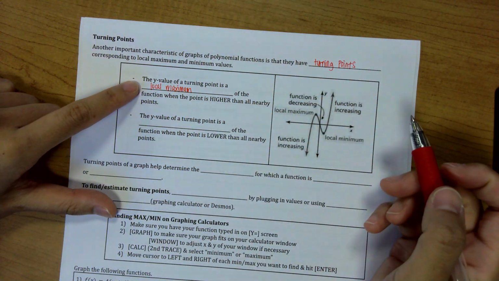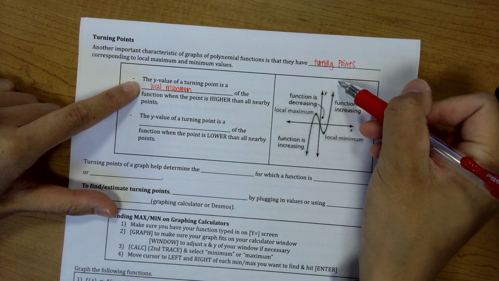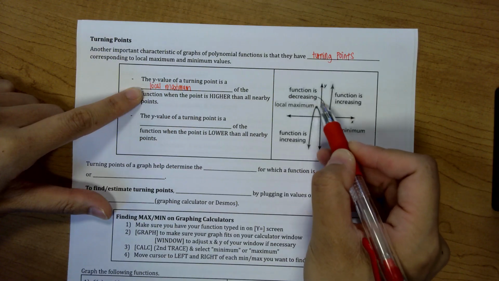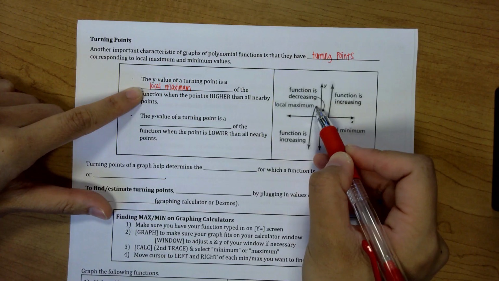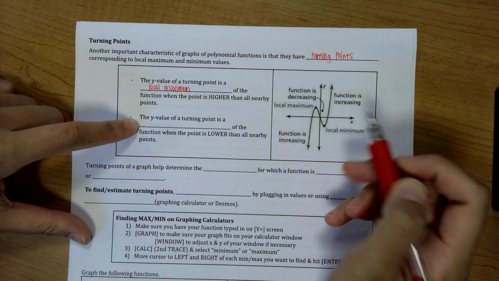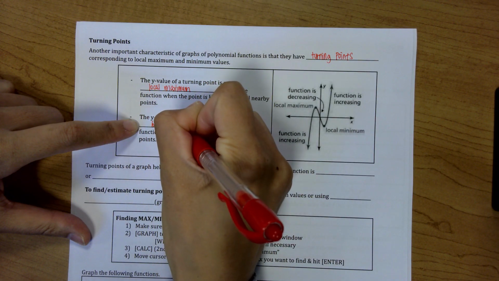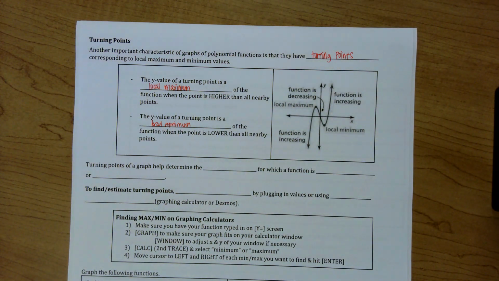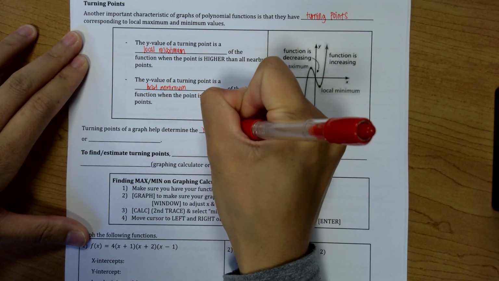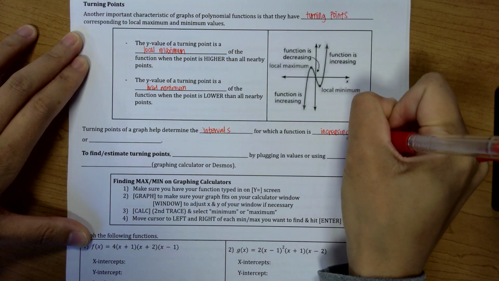Now, we don't call this a total maximum or just a maximum because the maximum of this cubic function is technically increasing forever. So it is infinite. But in this area, right, there is a local maximum because that point right there is higher than all the ones around it. And if the point is lower than all the nearby points or the y value, then it is a local minimum. Okay. Turning points on a graph help determine the intervals for which a function is increasing or decreasing.